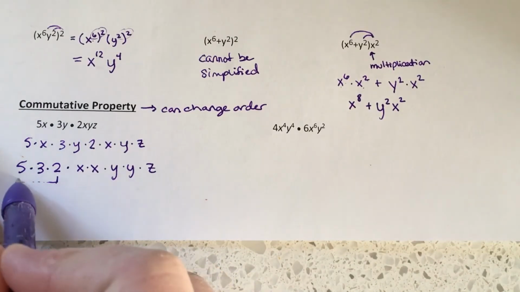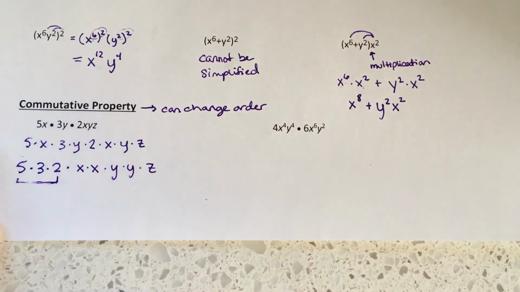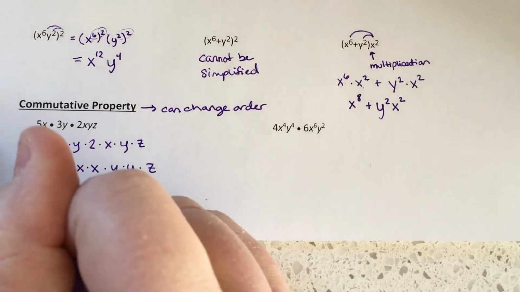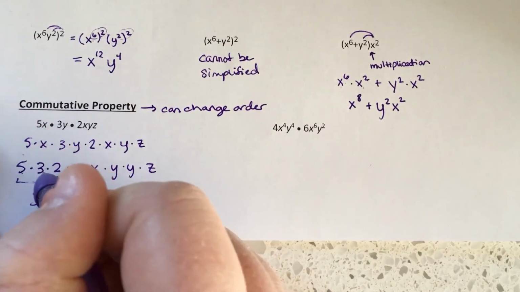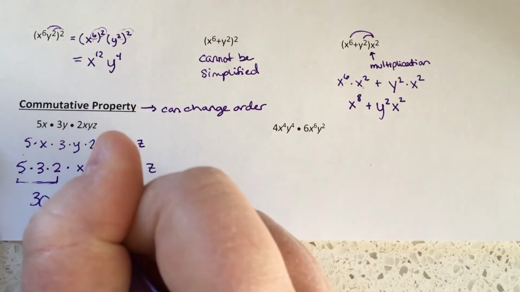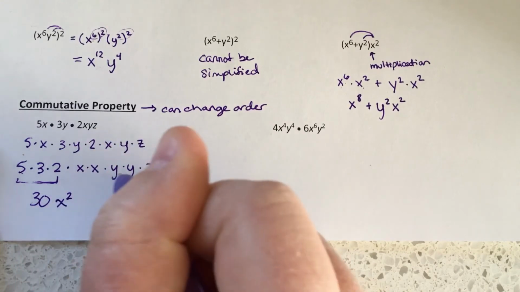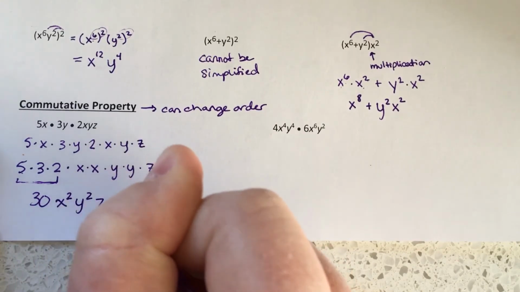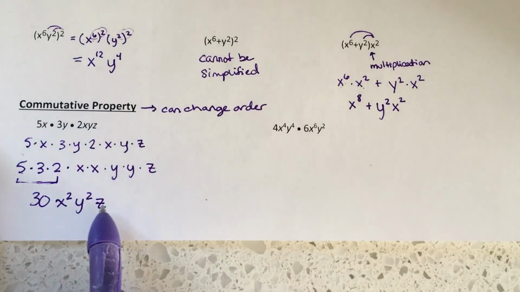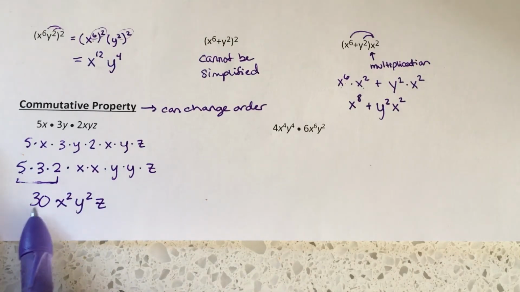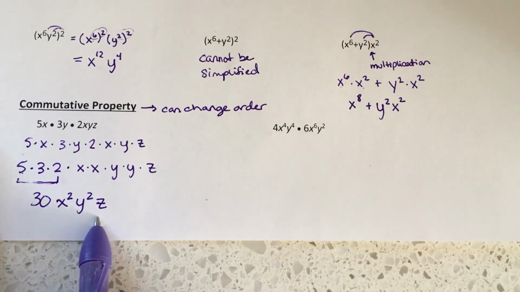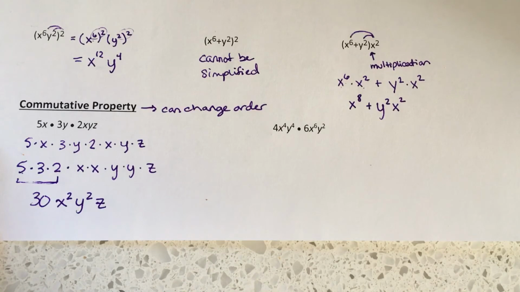Now that we've rewritten it, it's going to be a lot easier to simplify. So 5 times 3 times 2 is 30, because 5 times 6 is 30. X times x is x squared, y times y is y squared, and then z. And we don't have to put the dots. You certainly can if you want, but writing these next to each other is the same as multiplying them together.